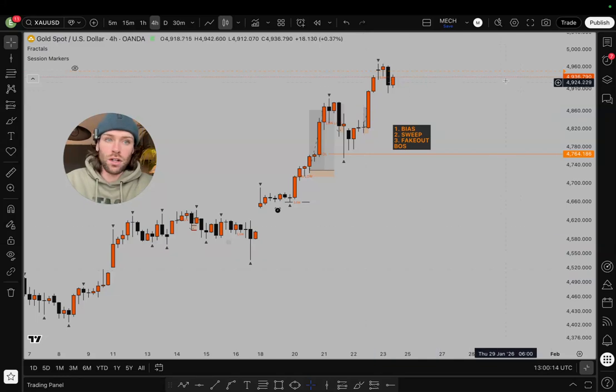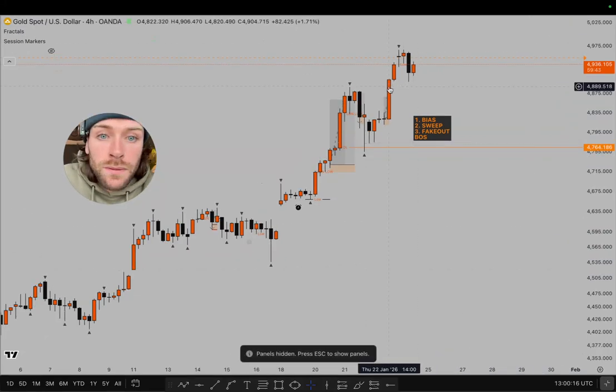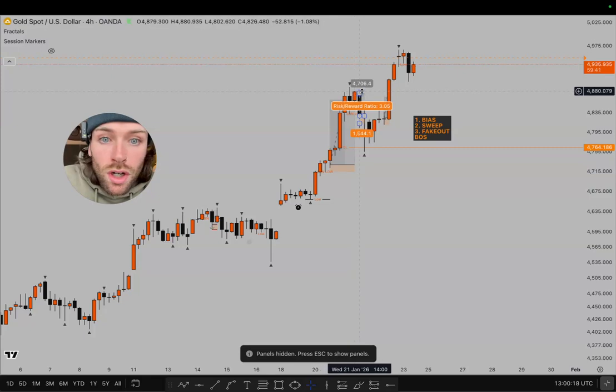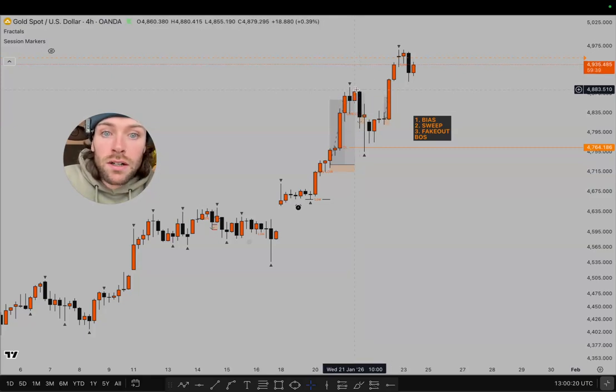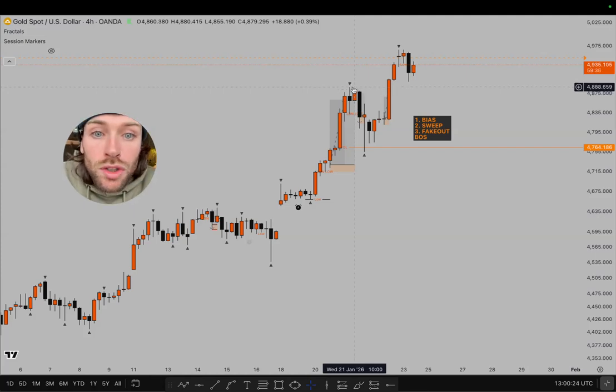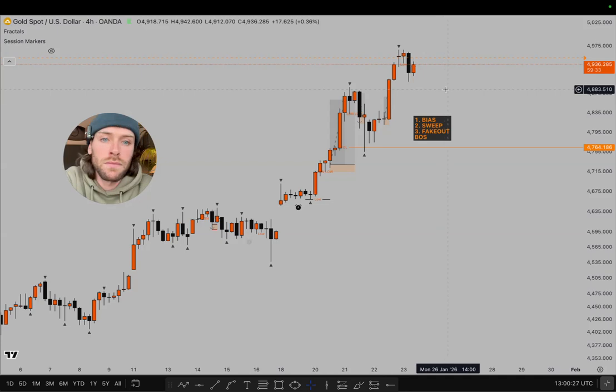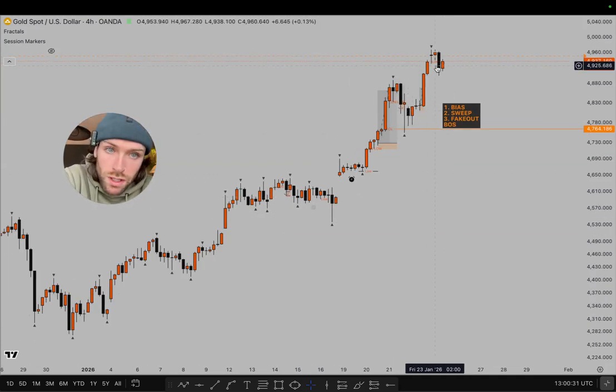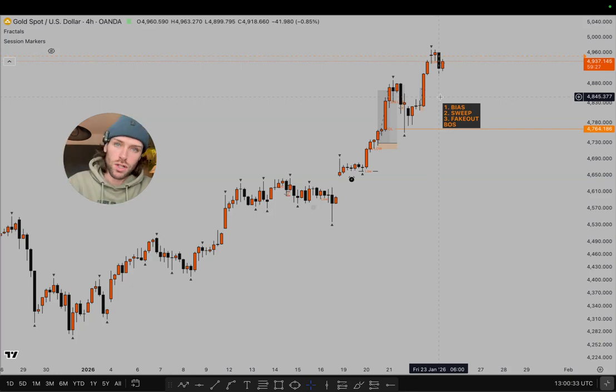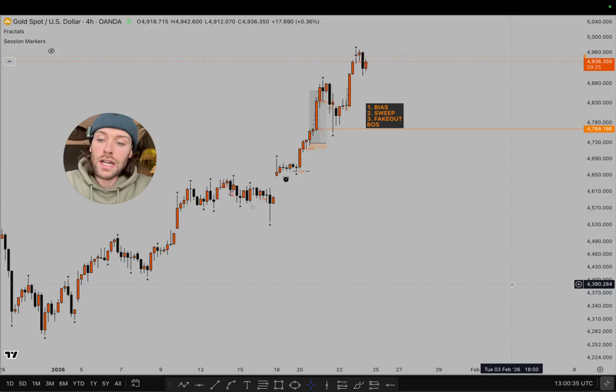Body and wick included. So if this was to close, break this structure level here and close here with the body, that wouldn't be a break of structure because we have to close above. We have to swallow the entire wick and body. Cool. So our bias, most recent break of structure was to the upside. Therefore, our bias is bullish. So now we're only looking for longs.